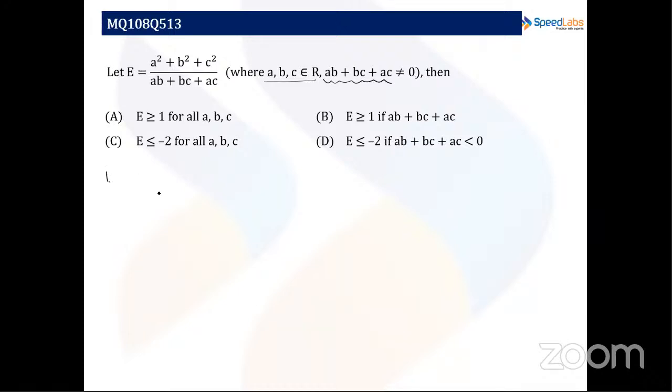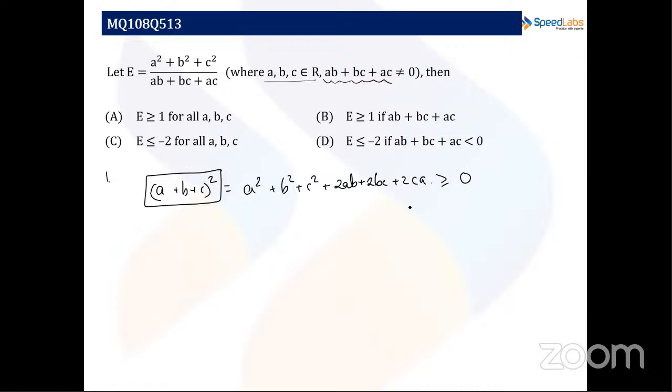First of all, we know that a plus b plus c whole square is equal to a square plus b square plus c square plus 2ab plus 2bc plus 2ca. Since the value of a square is always positive, this quantity will always be greater than or equal to 0. So you can say a square plus b square plus c square will be greater than or equal to minus 2 times (ab plus bc plus ca).